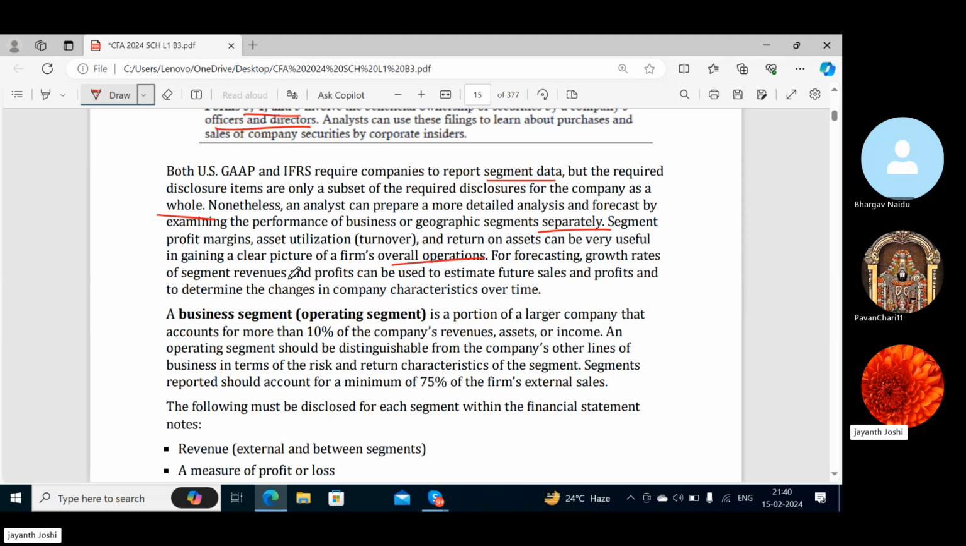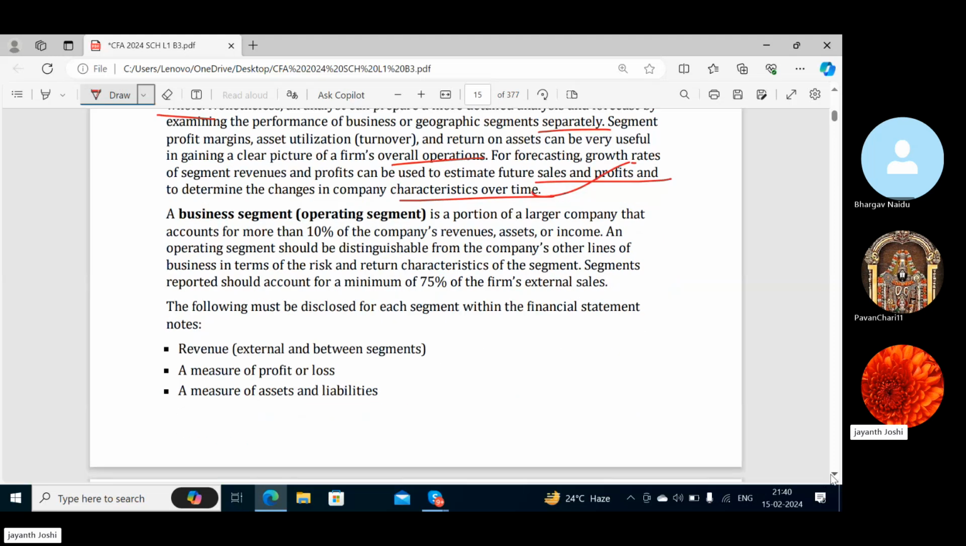For forecasting, growth rates of segment revenues and profits can be used to estimate future sales and profits and to determine the changes in company characteristics over time. So see, every segment has to be studied. All the segments doing well is good for the company's future. That means the company may have good prospects in the future.